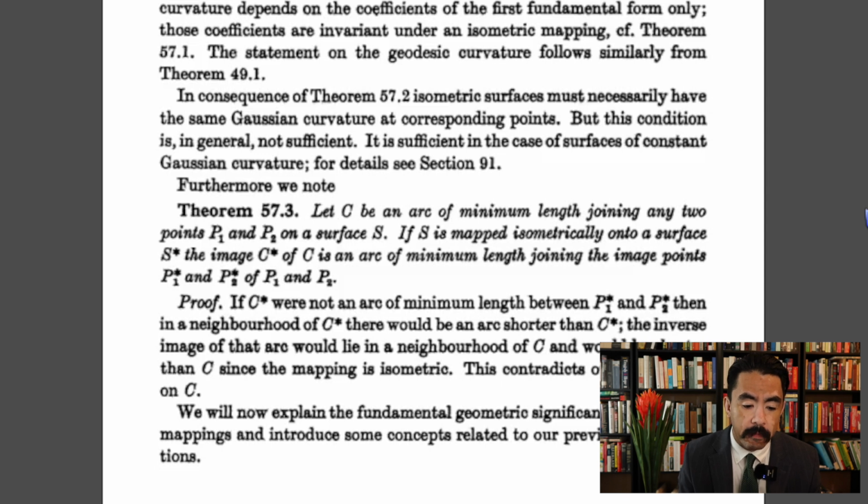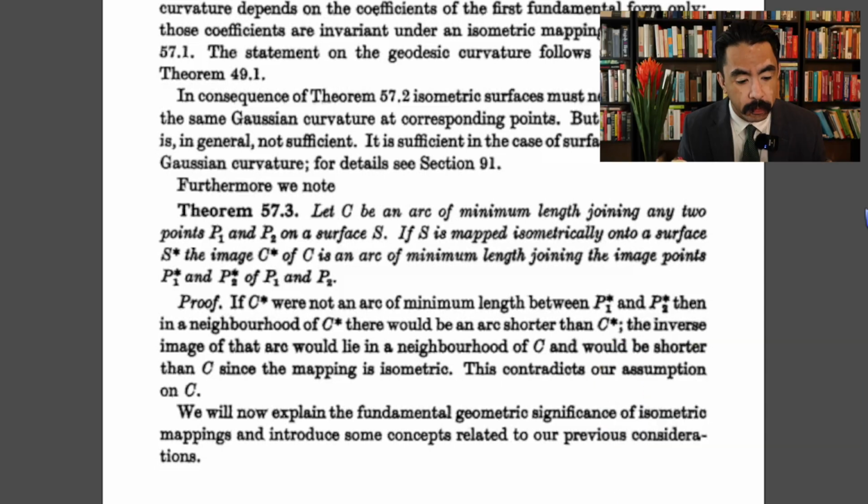Let capital C be an arc of minimum length joining any 2 points P1 and P2 on a surface capital S. If capital S is mapped isometrically onto a surface capital S star, the image capital C star of capital C is an arc of minimum length joining the image points P1 star and P2 star of P1 and P2. The proof is as follows. If capital C star were not an arc of minimum length between P1 star and P2 star, then in a neighborhood of capital C star, there would be an arc shorter than capital C star. The inverse image of that arc would lie in a neighborhood of capital C and would be shorter than capital C since the mapping is isometric. This contradicts our assumption on capital C.